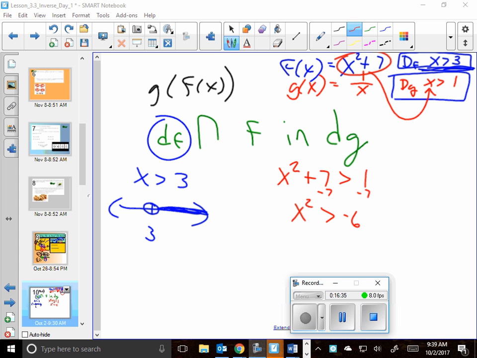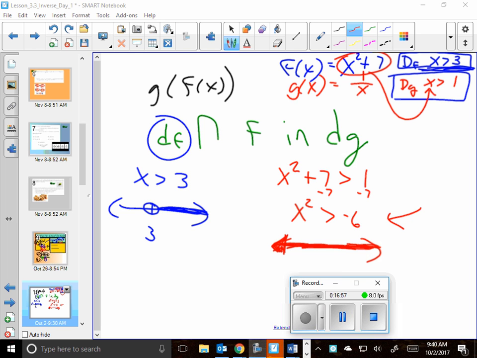Remember, what does domain mean? Domain means what can I put in this function? What can you put in this function? Anything. Everything. All reals. I get that's a weird thing, but you got to be able to handle that. The domain means what can I put in this function?